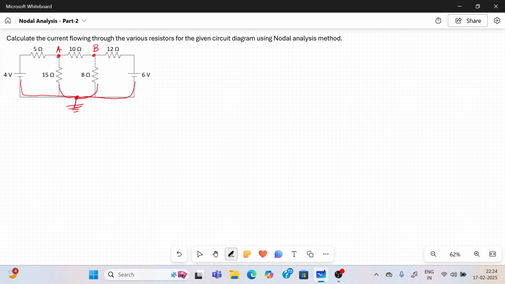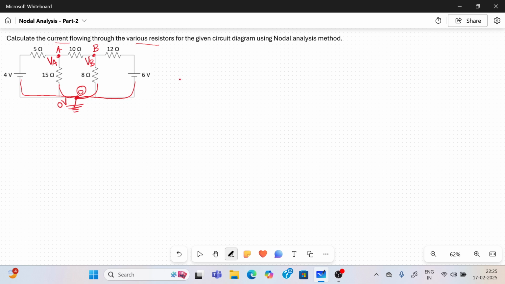This is the ground, the reference node. The reference node voltage is 0 volt. The voltage at node A we consider as VA, and the voltage at node B is VB. So you have to find these out. The question is to calculate the current flowing through the various resistors. First you have to find VA and VB, and based on VA and VB, find the current flowing through the various resistors.